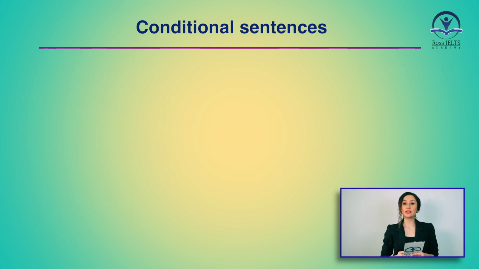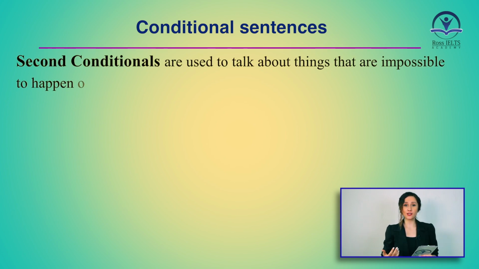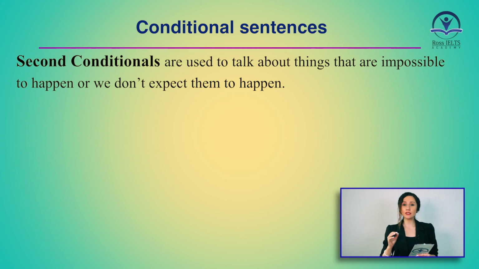Let's now talk about second conditionals. So we talked about zero conditionals and first conditionals, and both were about something that is possible to happen, a fact, something true. But second conditional is about something which is impossible to happen or which is actually unlikely to happen. You can use this structure for second conditionals.